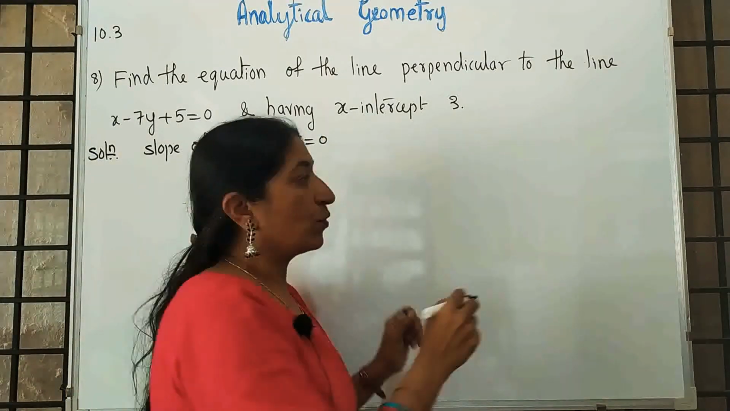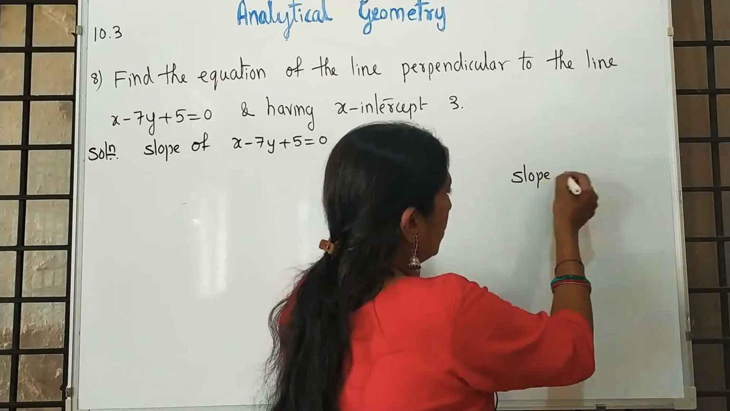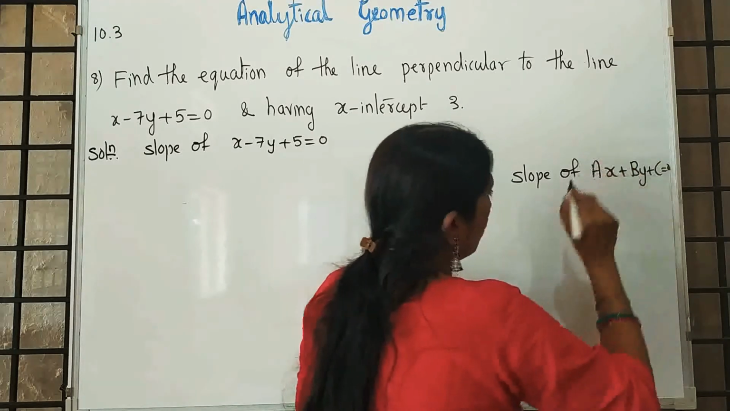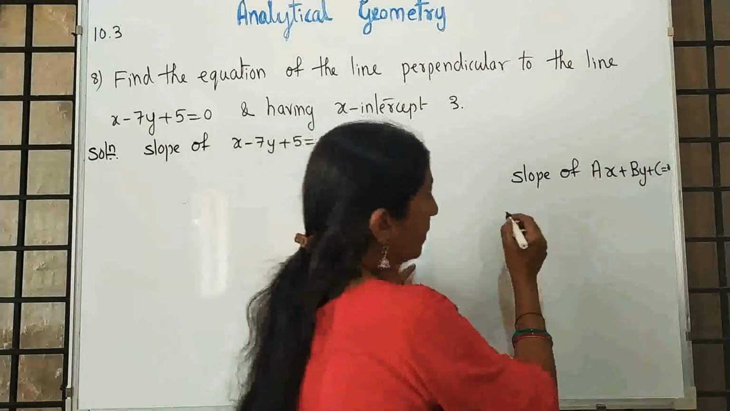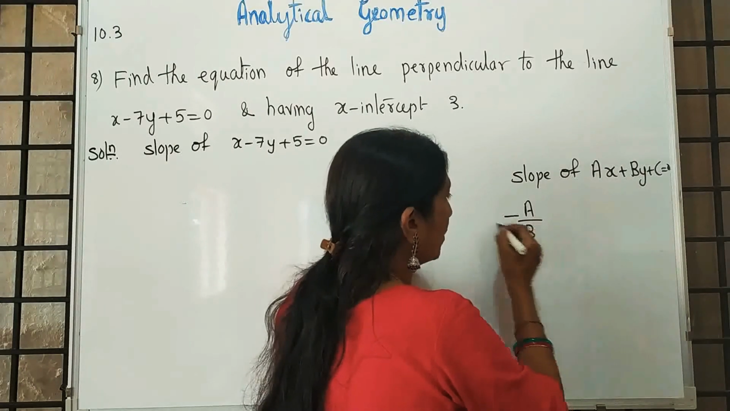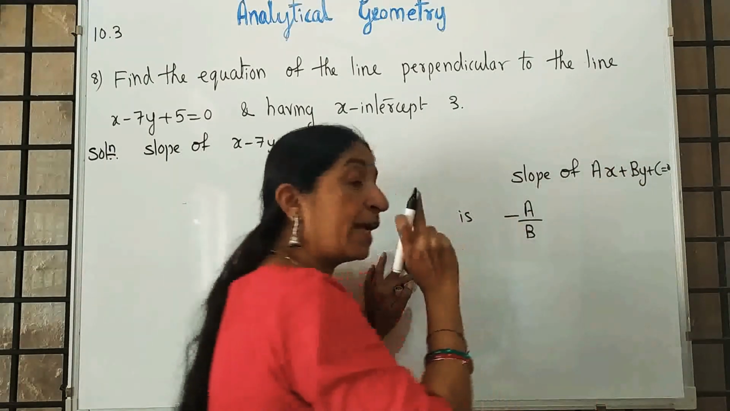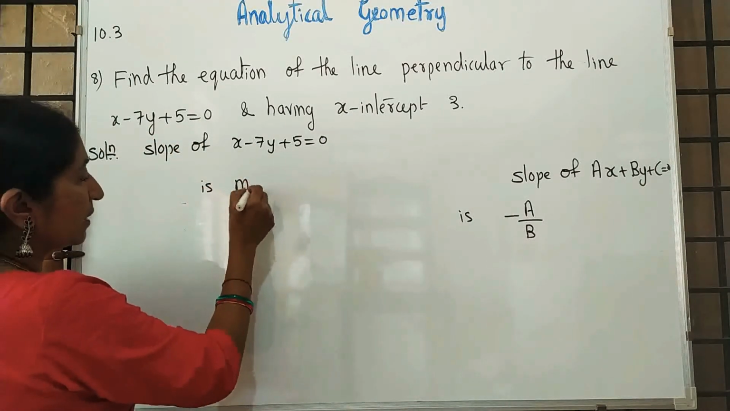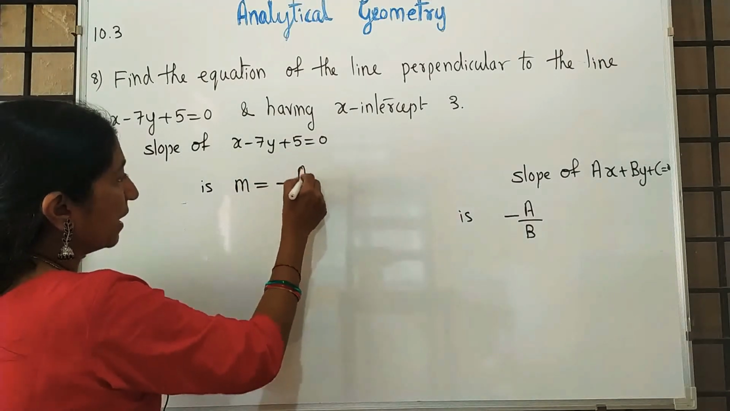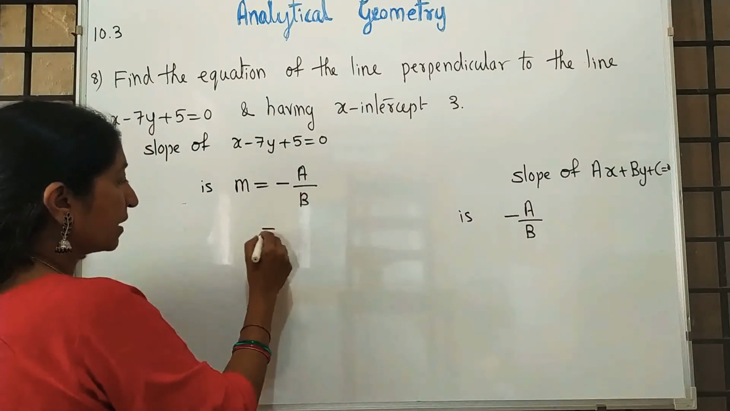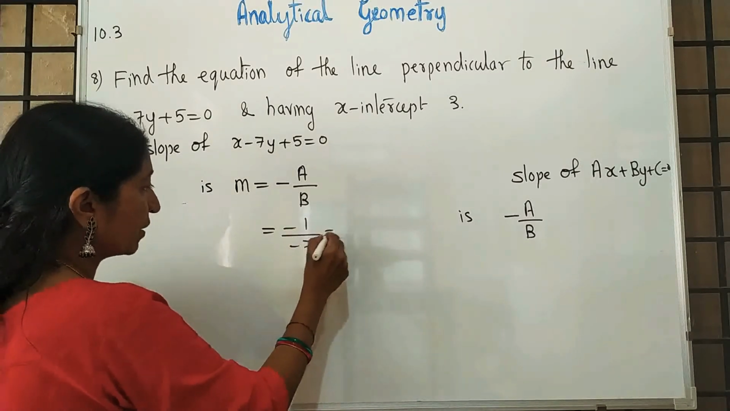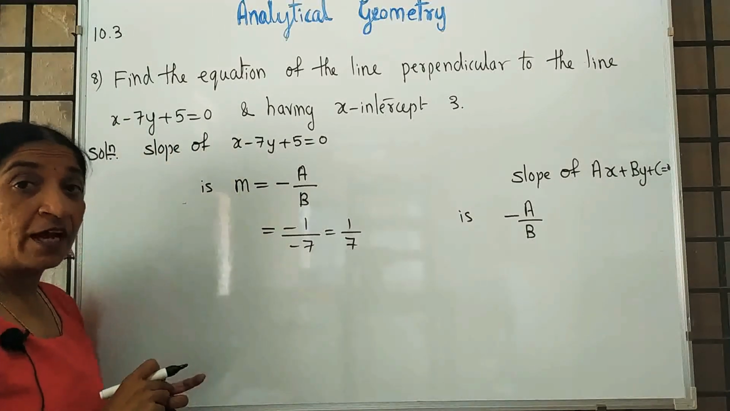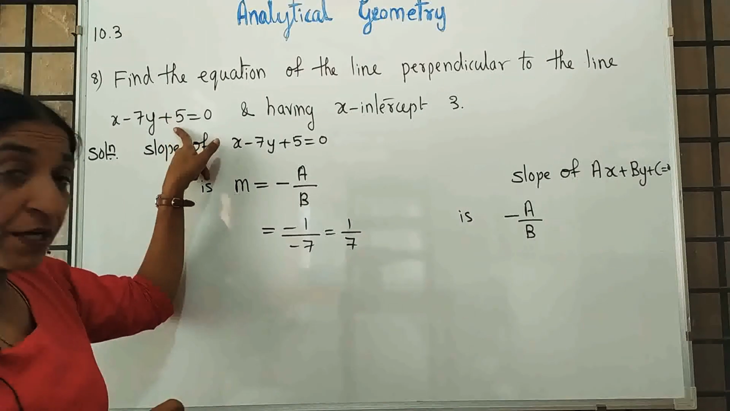Here also I will give you one note. Slope of ax plus by plus c is equal to 0, the general form, is minus a upon b, that is minus coefficient of x upon coefficient of y. Here let us take m is equal to minus a upon b. What is a? A is the x coefficient, b is the y coefficient. So the slope is 1 by 7.